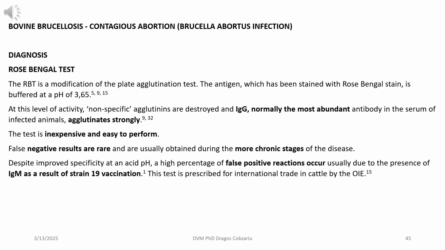False negative results are rare and are usually obtained during the more chronic stages of the disease. Despite improved specificity at an acid pH, a high percentage of false positive reactions occur, usually due to the presence of IgM as a result of strain 19 vaccination. This test is prescribed for international trade in cattle by the WOAH.